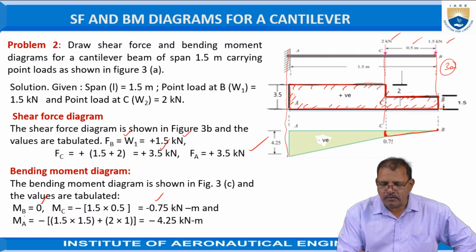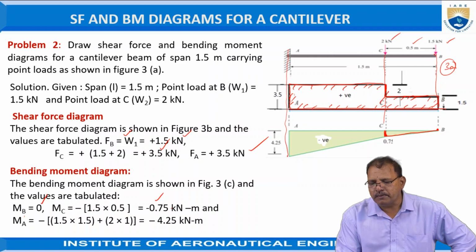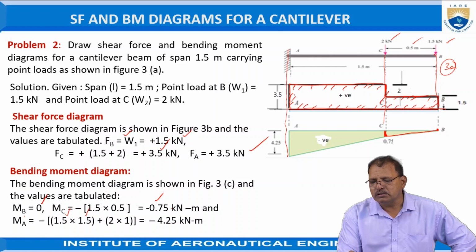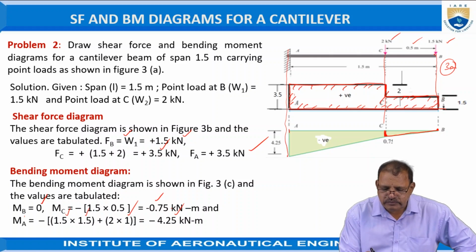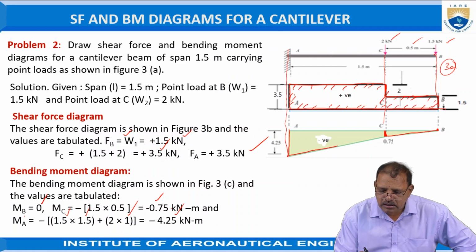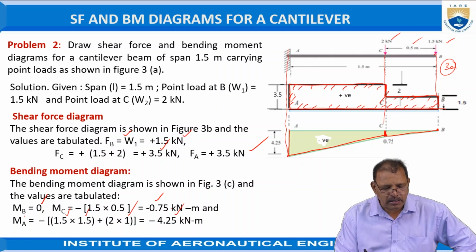Hence the total bending moment at A is given by the sum of the bending moments created by the forces at B as well as C, that is 1.5 into 1.5, because the total length from B is 1.5, plus 2 kilonewtons into the distance between A and C, which is 1, and so on, which in total is equal to minus 4.25 kilonewton meter. Hence draw the line vertically 4.25 from A and join it with the point at C. Then this diagram is known as the bending moment diagram.